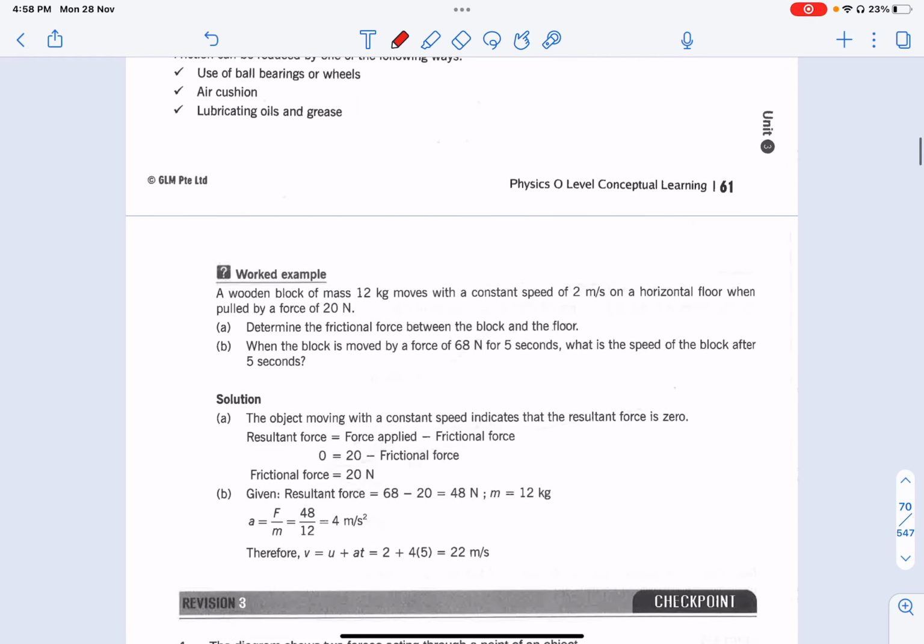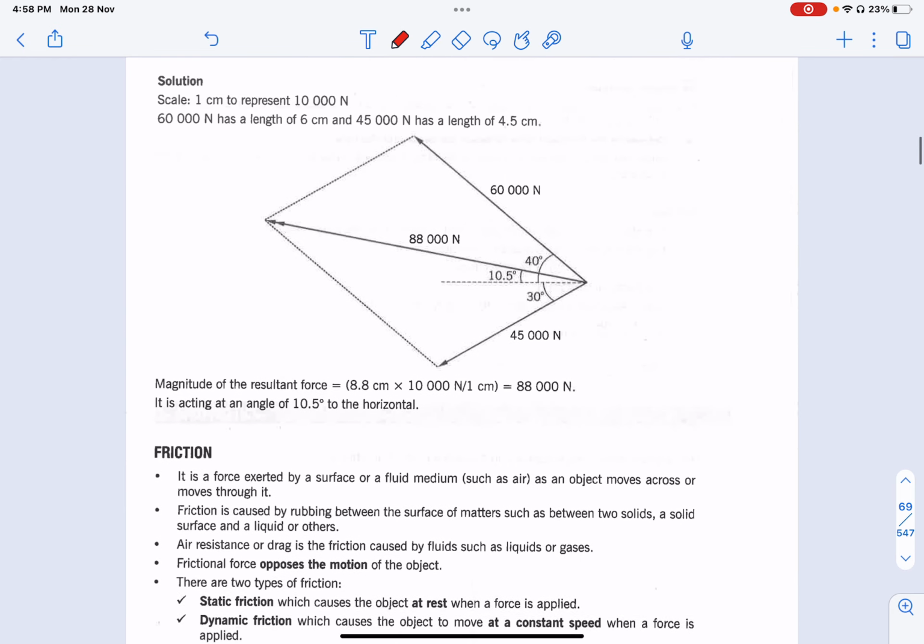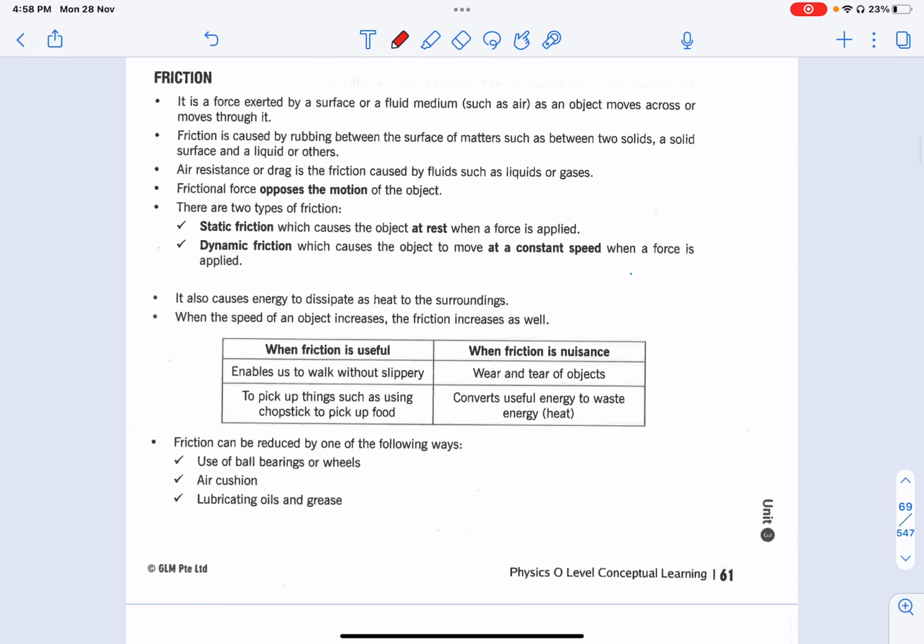Okay, and finally, we will be talking about friction. So, friction, on the other hand, is a force exerted by a surface or fluid medium such as air as the object moves across or through it. So, friction is an example of a contact force. And friction is caused by rubbing between the surfaces of metals. Another thing about frictional force is that it tends to oppose the motion of the object. Sometimes air resistance or drag is the force caused by fluids such as either the air particles or the liquid. Okay, so it doesn't mean that only solid surfaces will exert any friction.